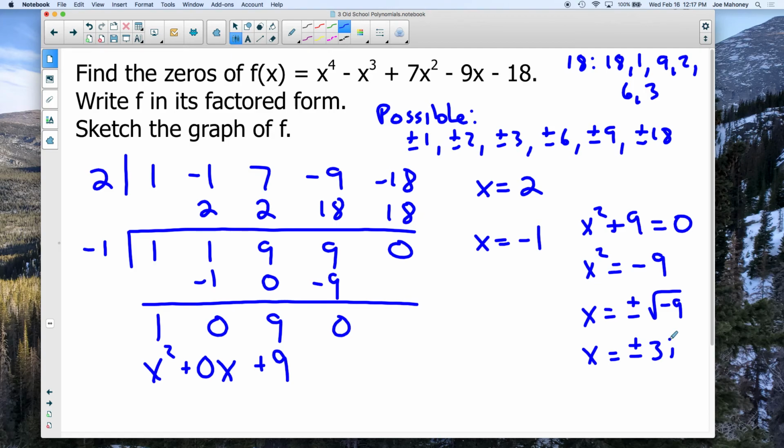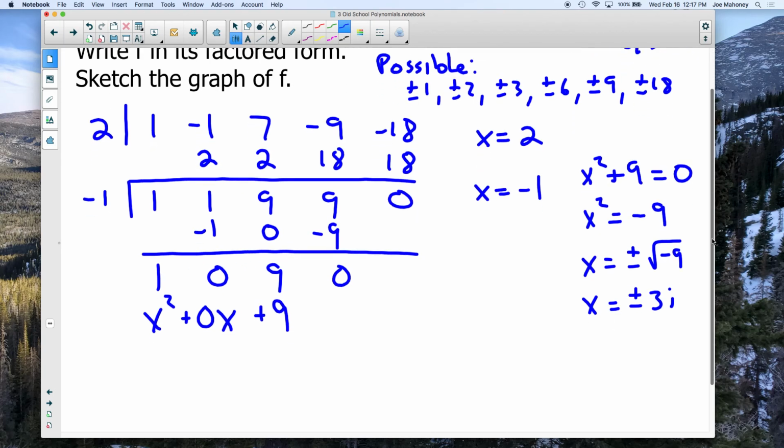Remember, because it's an x to the 4th polynomial, you're going to have 4 roots. There's going to be 4 zeros. Not all of them have to be real zeros. So this is a function that only crosses the x-axis twice.